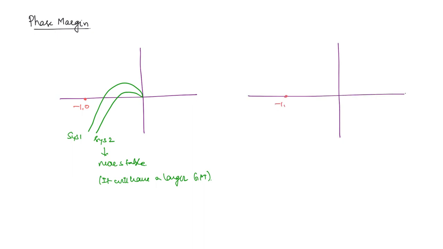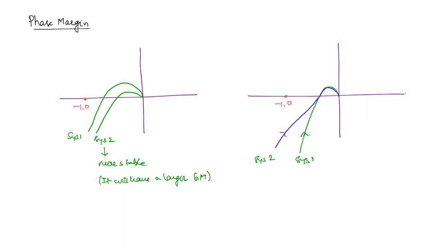Here we have -1, 0, and 1. One system we can take like this. Another system, I will use a different color. Let us say it is like this, but then it is coming like this. So here we will take this to be system 1 and this to be system 2. We can see that system 2 is less stable than system 1. This is because it is much closer to the critical point.